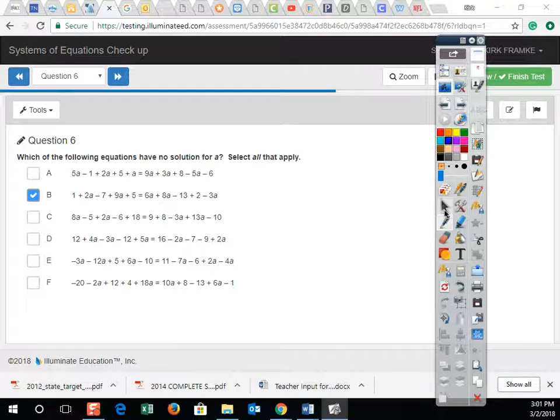So then for D, we have 12 minus 12, well, it's 0. And we have 4a minus 3a, which is 1a, 1a plus 5a, which is 6a, is equal to, and over here we have 16 minus, well, that's 16, so that's 0. Oh, that's promising. -2a plus 2a is also 0. That's going to have exactly one solution where a is 0.